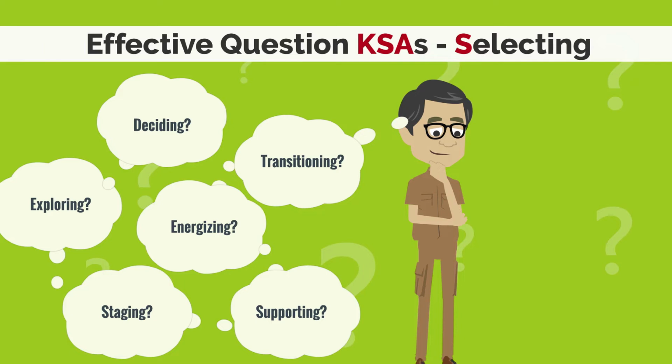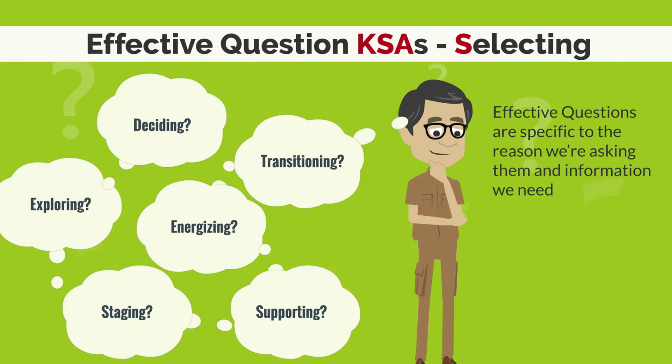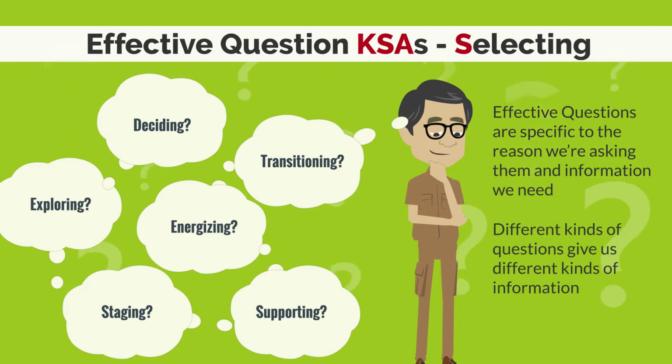What do we want to do with the information? Better understand? Learn how we can help? Make decisions? Or potentially reframe a problem so we or someone we're working with can gain perspective? Effective questions are specific to the reason we're asking them and information we need. Different kinds of questions give us different kinds of information.